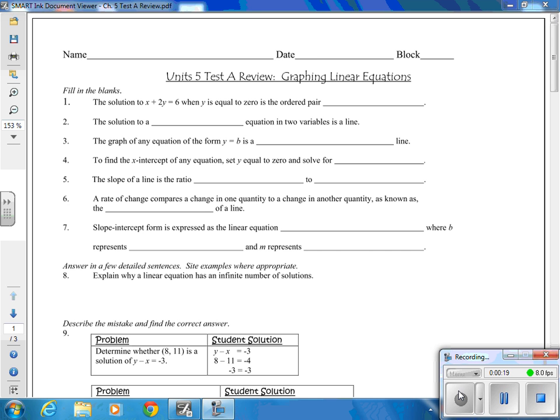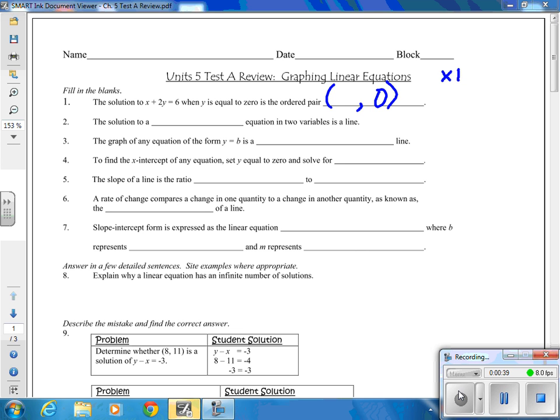For number 1, the solution to x plus 2y equals 6 when y is equal to 0 is the ordered pair blank. So we're looking for an ordered pair, and in the ordered pair it tells you the y value has to equal 0. So you can go ahead and automatically fill that in. Now to find the x value, you go back to the equation, turn the y to 0, and solve it.